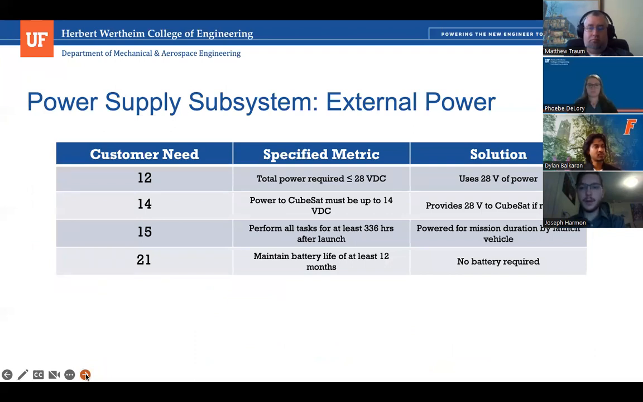For our power supply, we are utilizing the 28 volts supplied by the launch vehicle through a DB9 connection port. Given the needs change halfway through the year, using the power that's provided to us meets every metric and provides us with no need to have an onboard battery.